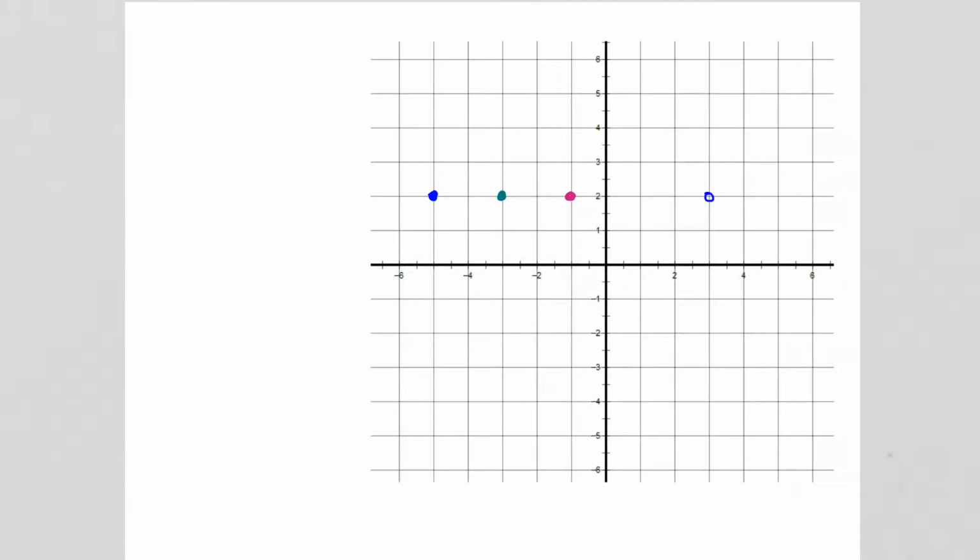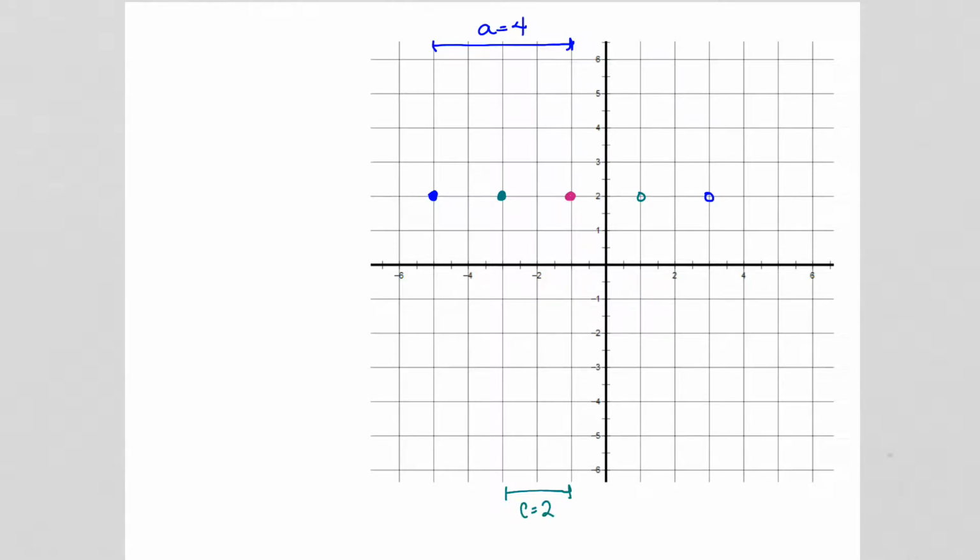Right there. And then if we have a foci that is 2 to the left of the center, then we have another that'll be 2 to the right. So this helps us find A and C. So A, the distance from the center to one of the vertices, is 4. And C, the distance from the center to one of the foci, is 2.